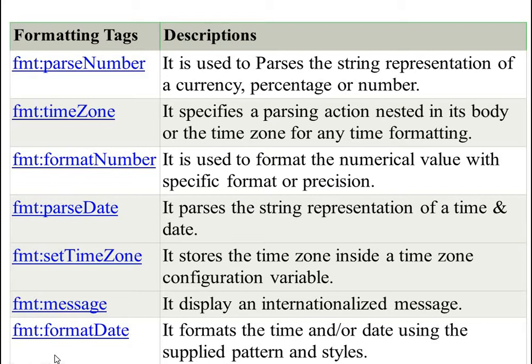These are the different formatting tags which are used. fmt:parseNumber is used to parse the string representation of a currency, percentage or number if you want to convert from one type to another. Time zone specifies the time zone for any formatting or parsing actions nested in its body. Format number, then parse date, which parses the string representation of the time and date. Then set time zone, which is also required. Then message, which displays an internationalized message and its format.